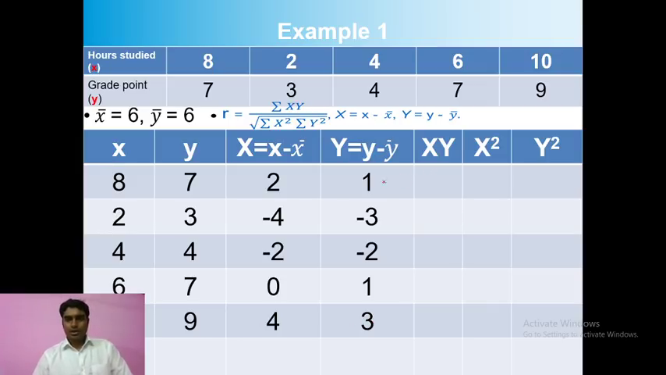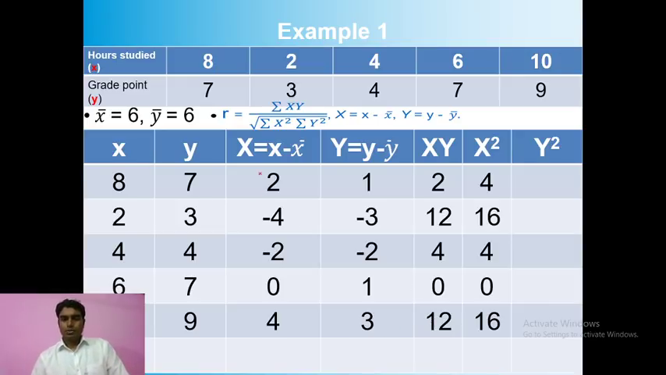After that we have to find the product of these two. So 2 into 1 is 2, right? And minus 4 into minus 3 is 12, right? And minus 2 into minus 2 is 4. And 0 into 1 is 0. 4 into 3 is 12. And X square, the square of all these elements: 4, then minus 4 square is 16, minus 2 square is 4, 0, and the last one 4 square is 16. And Y square also 1, 9, 4, right? 1, 9, so 1, 9, 4.